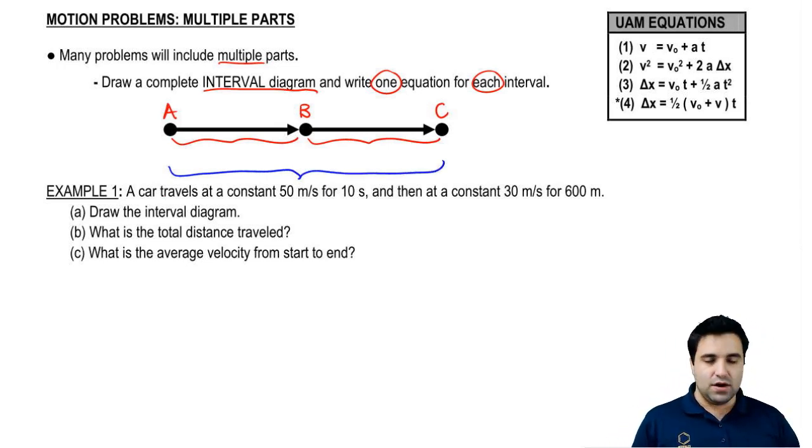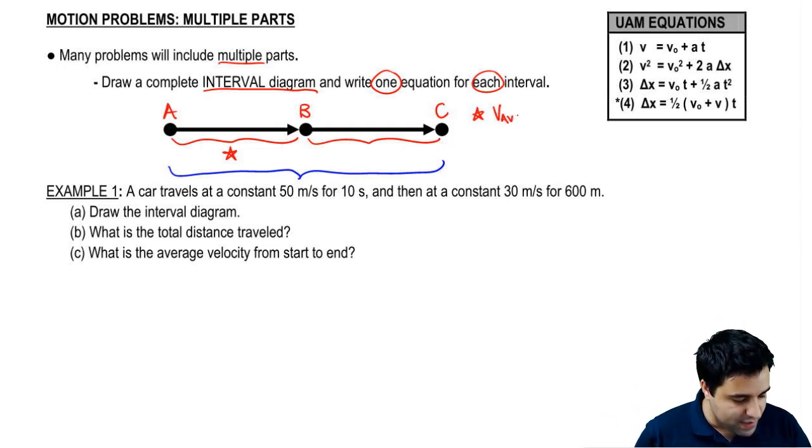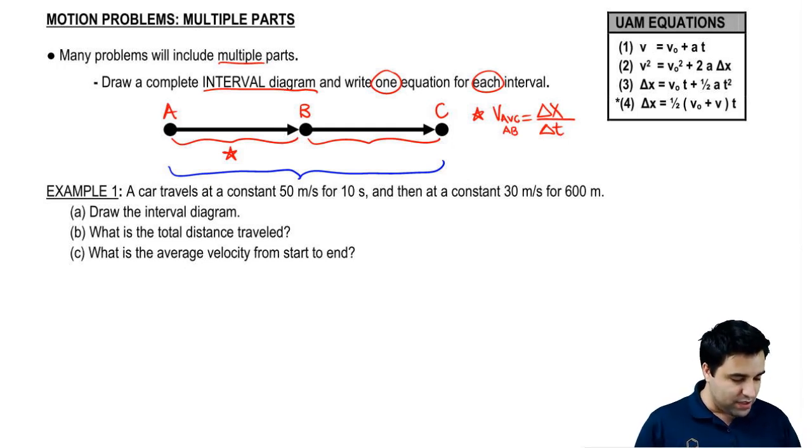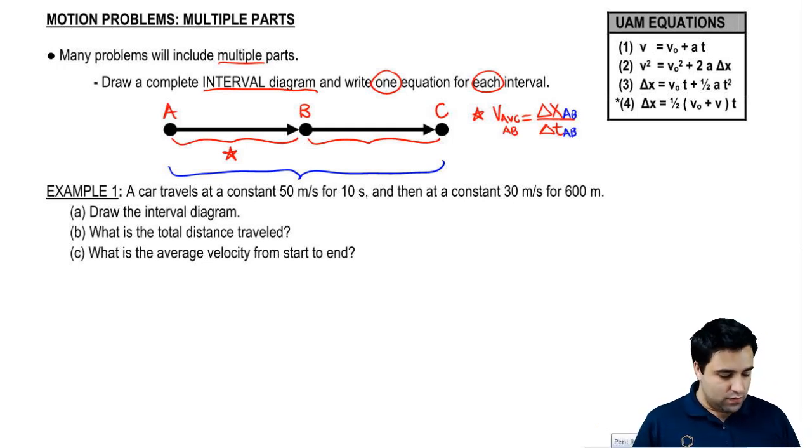And the key thing here is that you need to write one equation for each, but when you write those equations, make sure that the variables you're using correspond to that interval. For example, let's write an equation for this interval here. Let's say that the average velocity between A and B, the equation for average velocity is delta x over delta t. But if I'm doing this for A and B, I have to make sure that I use delta x for A and B and delta t for A and B. Okay? So that's one thing.